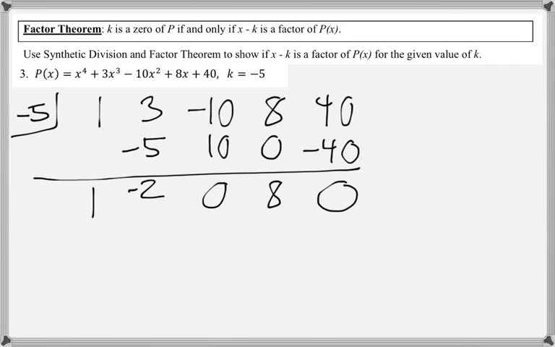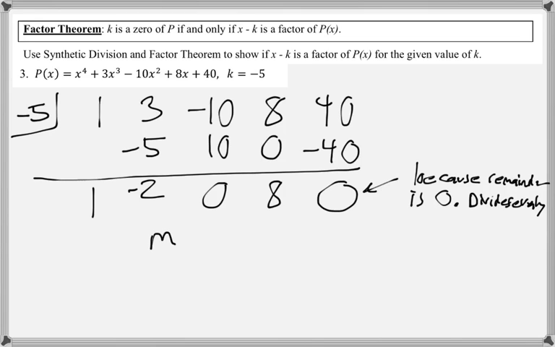So this is actually the most important part, what happens at the end. Because we get a 0 here, and this is the spot of the remainder. So because the remainder is 0, that means that this divides evenly. And because that divides evenly, that means that -5 is a 0.